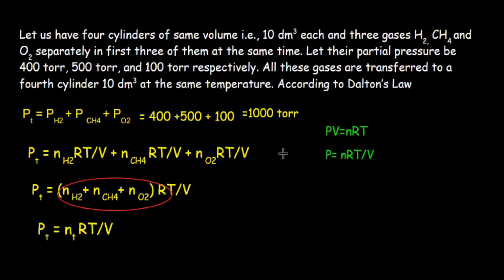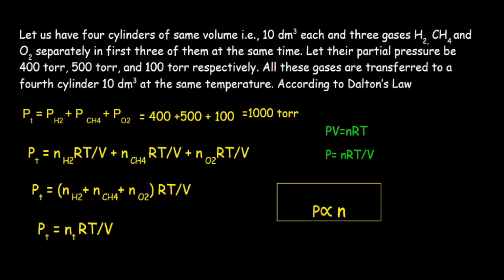So PT is equal to nT times RT divided by V. This is the general gas equation for a mixture of gases. And from this equation, we can clearly say that pressure is directly related to the number of moles. By increasing or decreasing the number of moles of a particular gas in the system, the partial pressure of that gas would also be increased or decreased accordingly. And ultimately, the total pressure of the system would be increased or decreased accordingly.